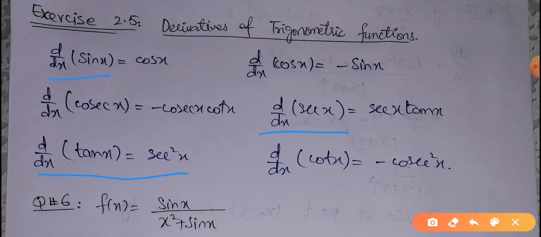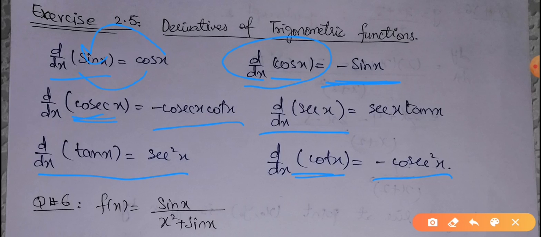Now you can check that the derivatives of the trigonometric functions starting with the letter C come with negative signs: the derivative of cos x is minus sin x, the derivative of cosecant x is minus cosecant x cot x, and the derivative of cot x is minus cosecant square x. There is a similarity between these derivatives as well: the derivative of sin x is cos x and the derivative of cos x is the same, but with a negative sign.